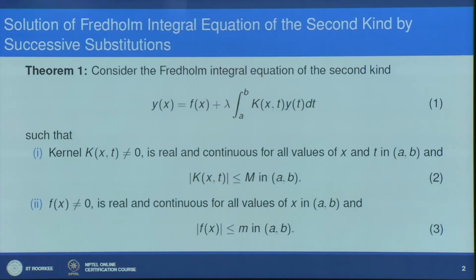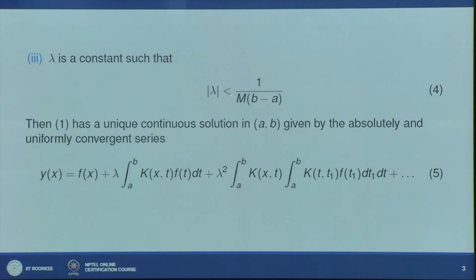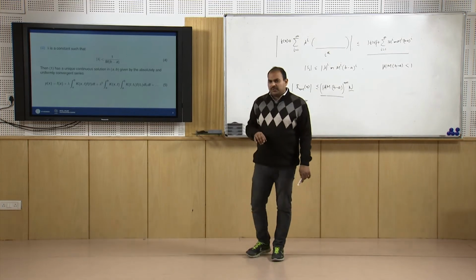So it means that this Fredholm integral equation will have a series solution which is uniformly convergent, provided that the first condition, the second condition, and modulus of lambda is less than 1 upon M(b minus a) hold. So here we have a theorem for the Fredholm integral equation.